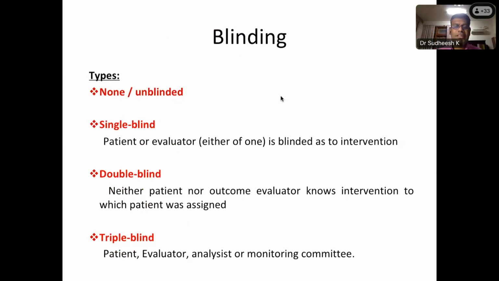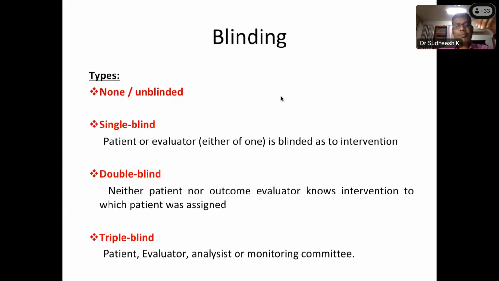For example, let us say you are doing a study, bupivacaine clonidine versus bupivacaine fentanyl. You mix the drug beforehand and keep it in a tray in identical syringes, and then you tell the person who is performing the spinal to take the drug and give it. He will not have an idea as to what is the drug combination in that syringe. That is what is known as blinding.